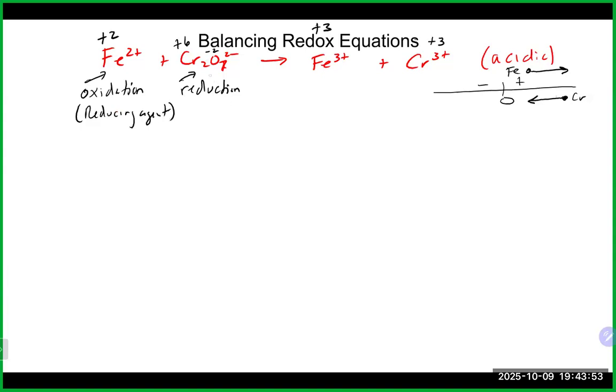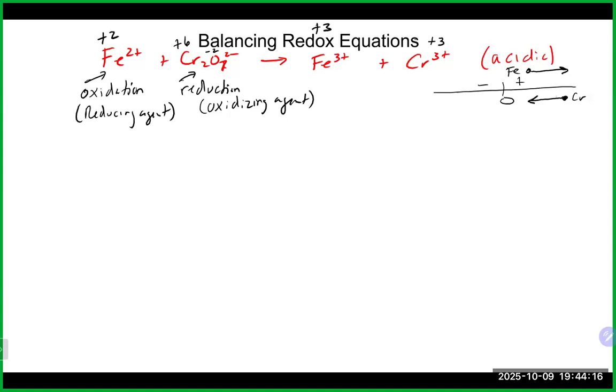And the chromium here, or the dichromate, is our oxidizing agent. So remember, the agents are kind of opposite of what is happening to those substances. First off, any questions on that identification? All right. Now we're ready to balance this thing in acidic conditions.